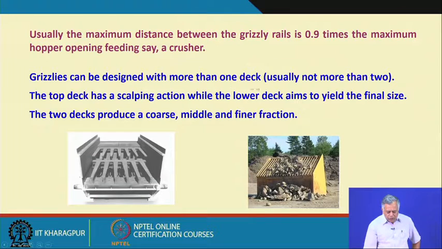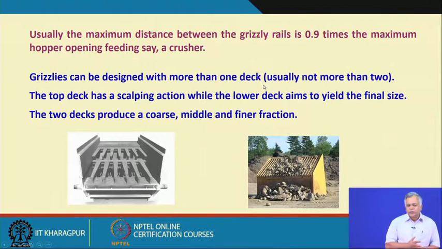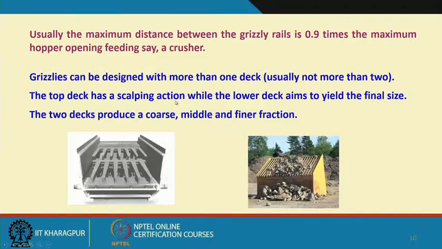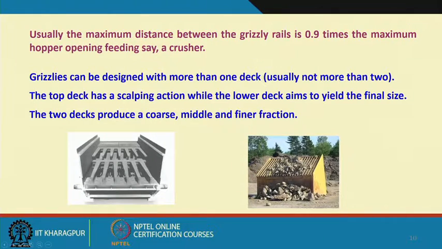Grizzlies can be designed with more than one deck, usually not more than two. That means, do I need only one surface? No. Many times, when we are dealing with relatively finer particles, not the large boulders, you can have even two decks. What are the two decks? The top deck has a scalping action, that is, it removes the bigger particles, while the lower deck aims to yield the final size. That means the first part removes the much coarser particles than the openings of the grizzly, and the lower part controls the final size of your material.